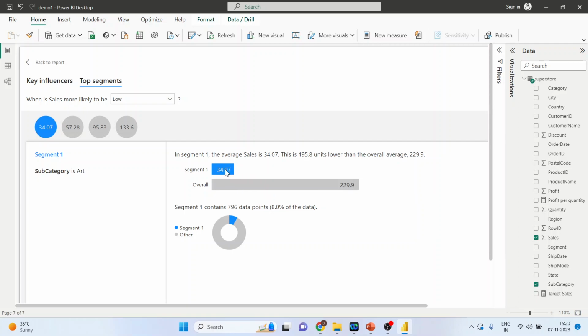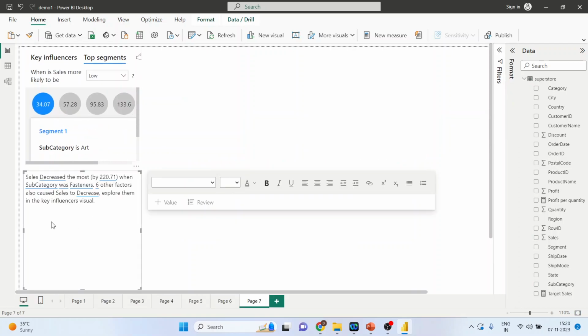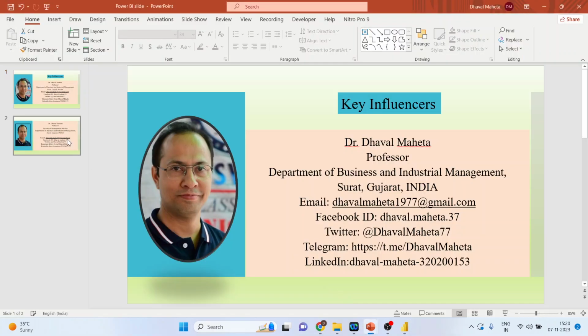If you want to give a proper explanation, right click on it and summarize. So sales decreased the most when subcategory was fasteners. 6 other factors also caused sales to decrease. So this is how you can find out the reasons why sales are increasing or decreasing with the help of key influencers in Power BI.